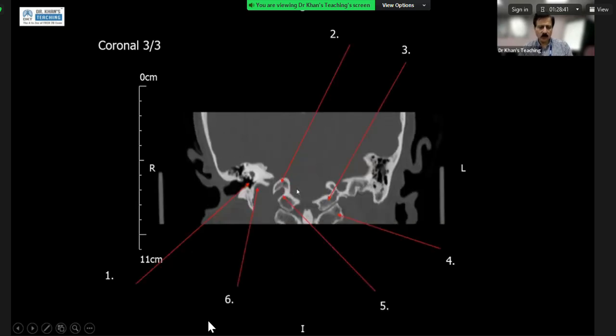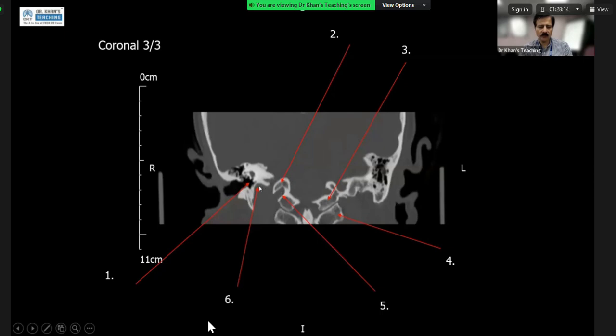So we are coming to the good old eagle. So what is the name of this bone? Number 2. Name the bone. Excellent. So this is the jugular tubercle. This beak is the jugular tubercle, and this is the hypoglossal canal.